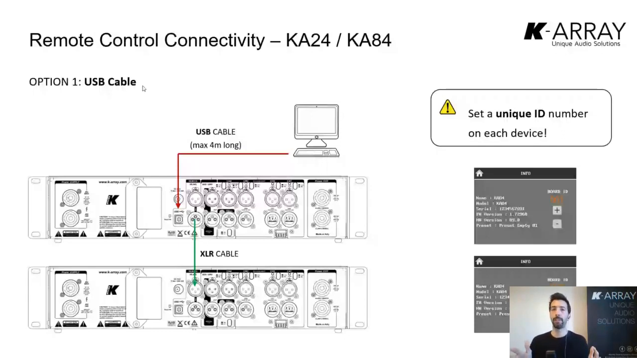If you have two or more amplifiers with the same ID, you have a conflict, and the software is not going to be able to find those amplifiers. Sometimes it finds only one, sometimes it finds nothing. I mean, you have broken the network, the RS485 network. So make sure to set a different ID number on each amplifier.